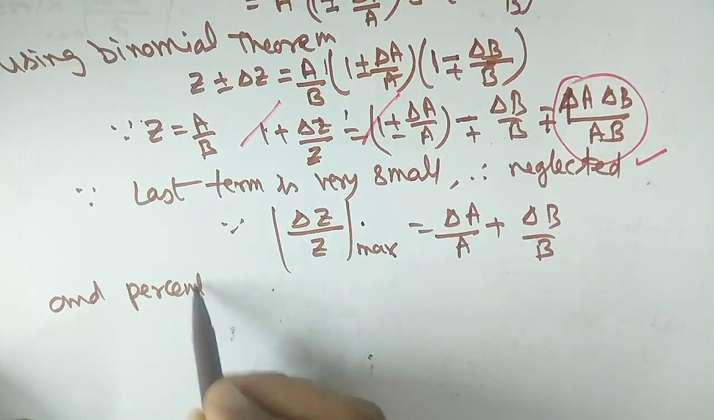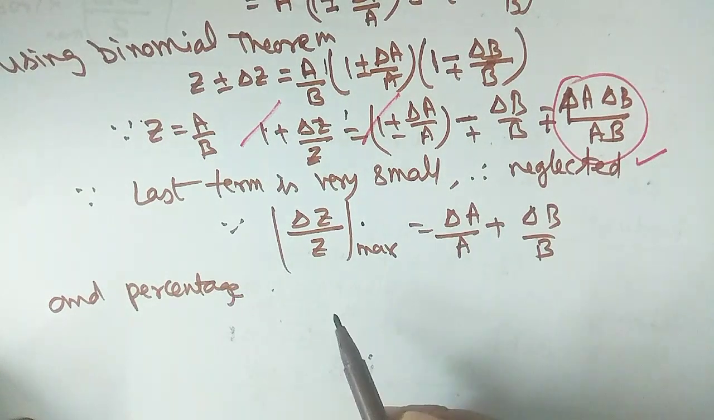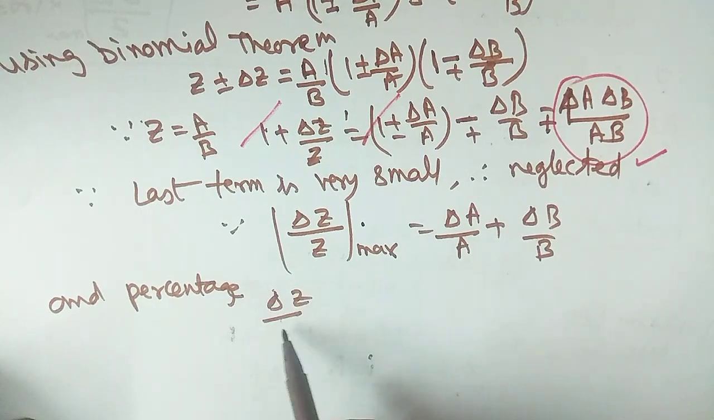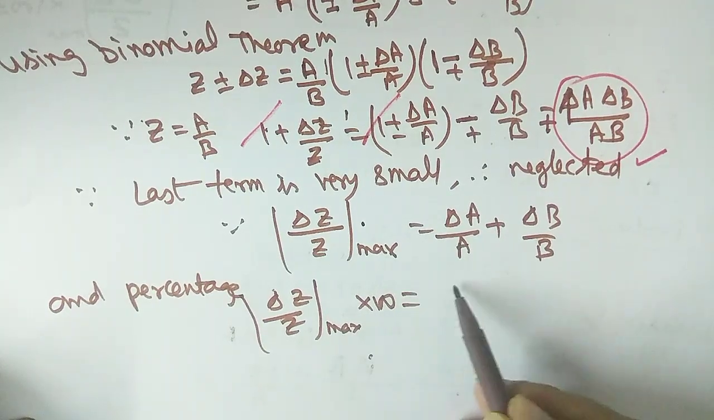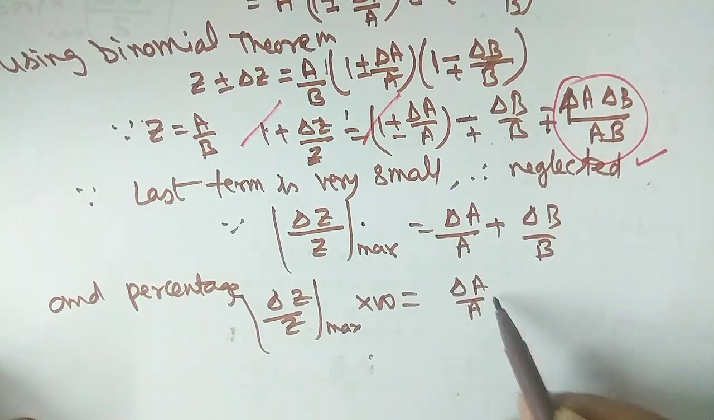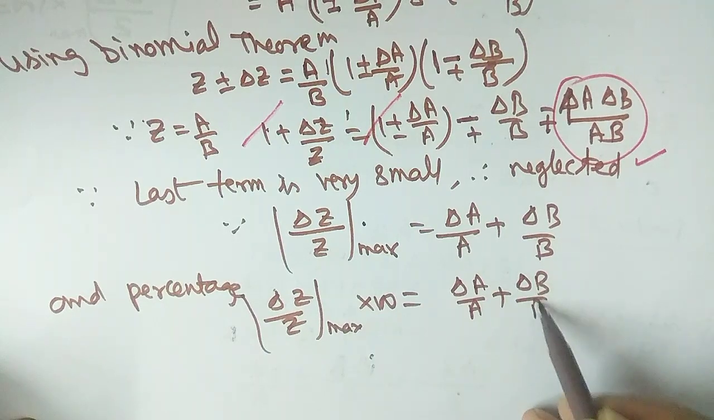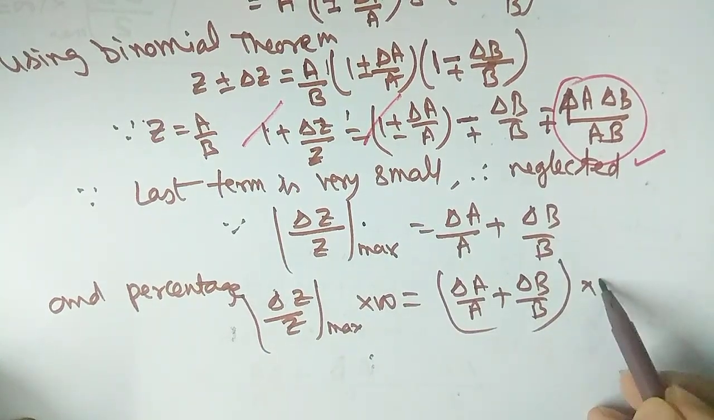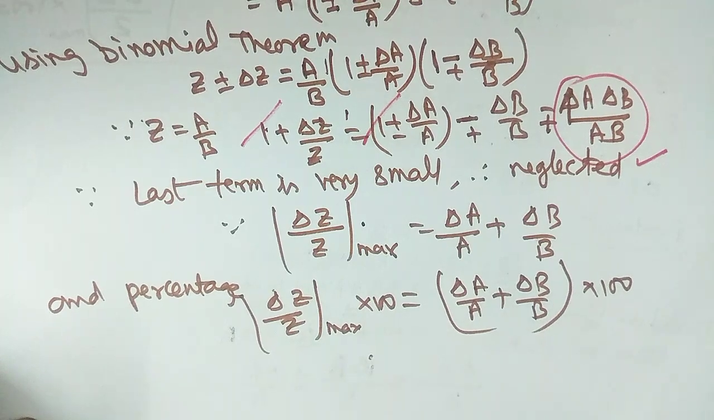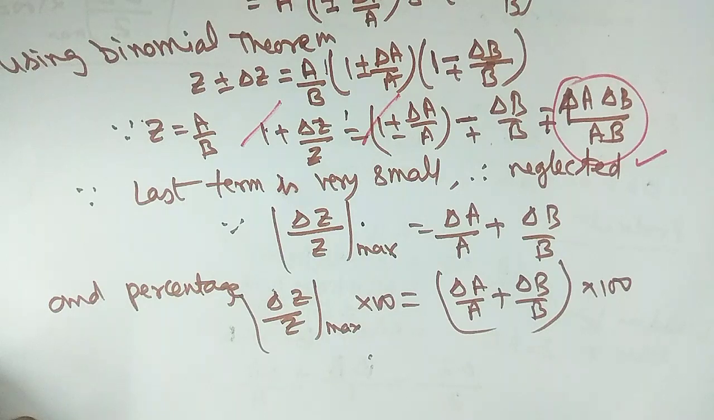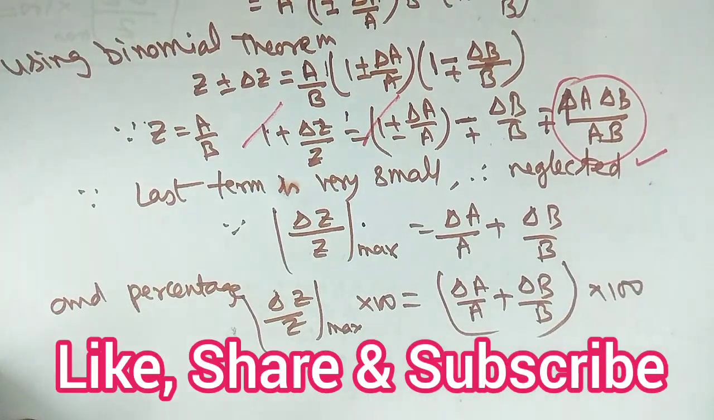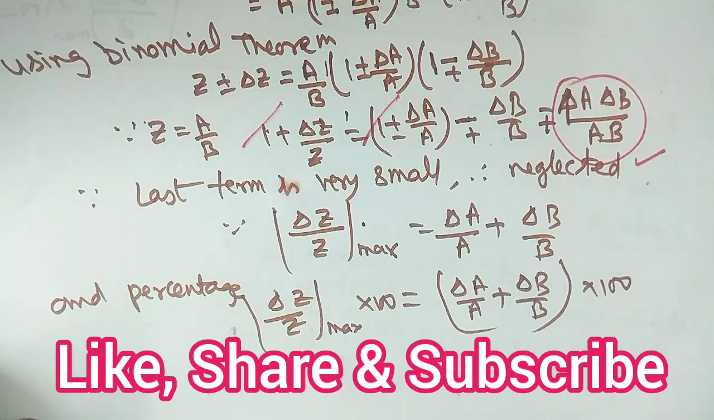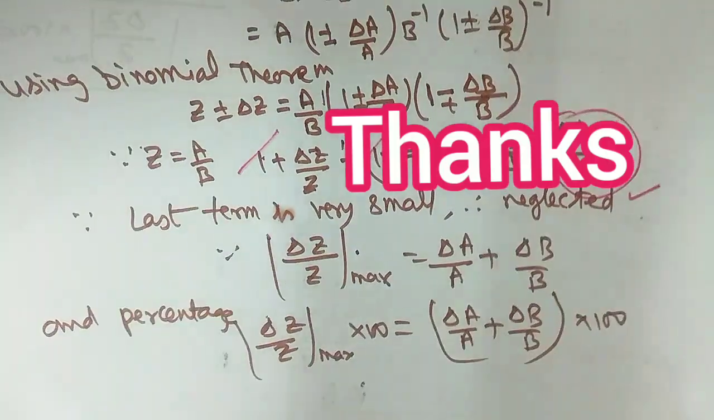In percentage, delta Z upon Z maximum into 100 is equal to delta A upon A plus delta B upon B into 100. So these are some mathematical formulas for calculation in the different cases: sum, difference, products, etc. That is why it is very useful in the measurement of errors. Thank you.